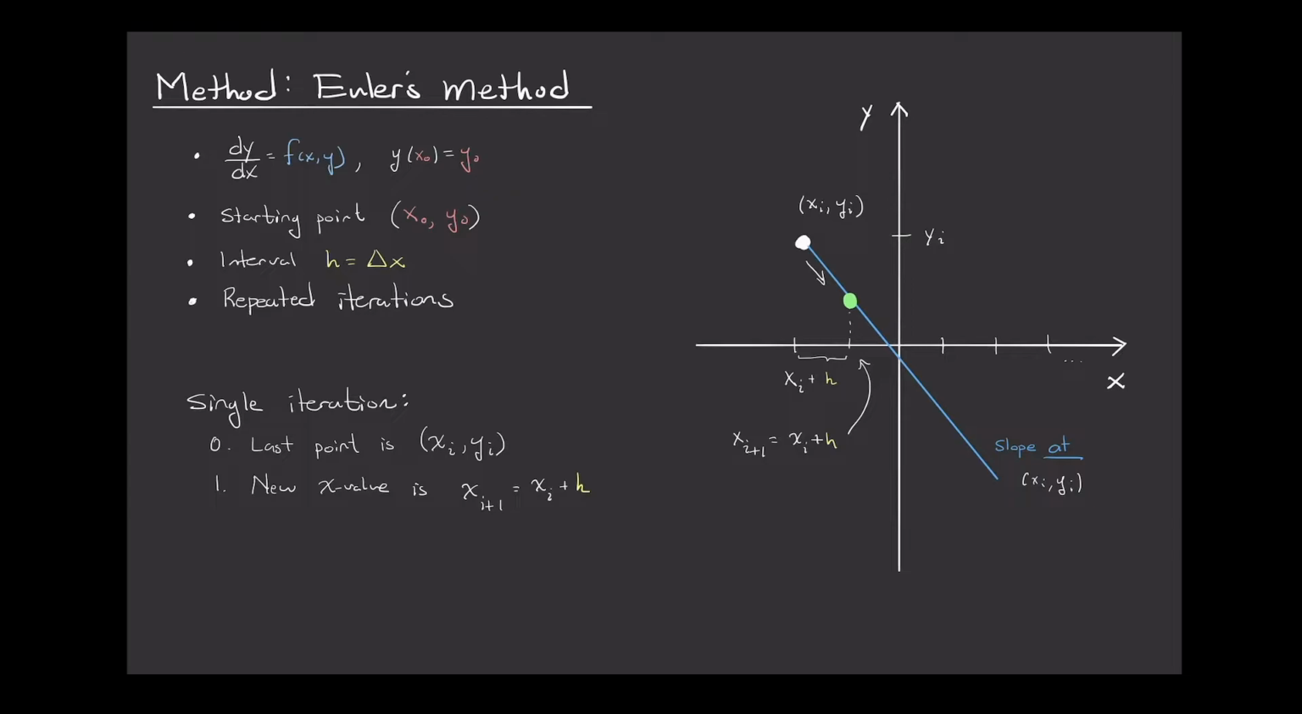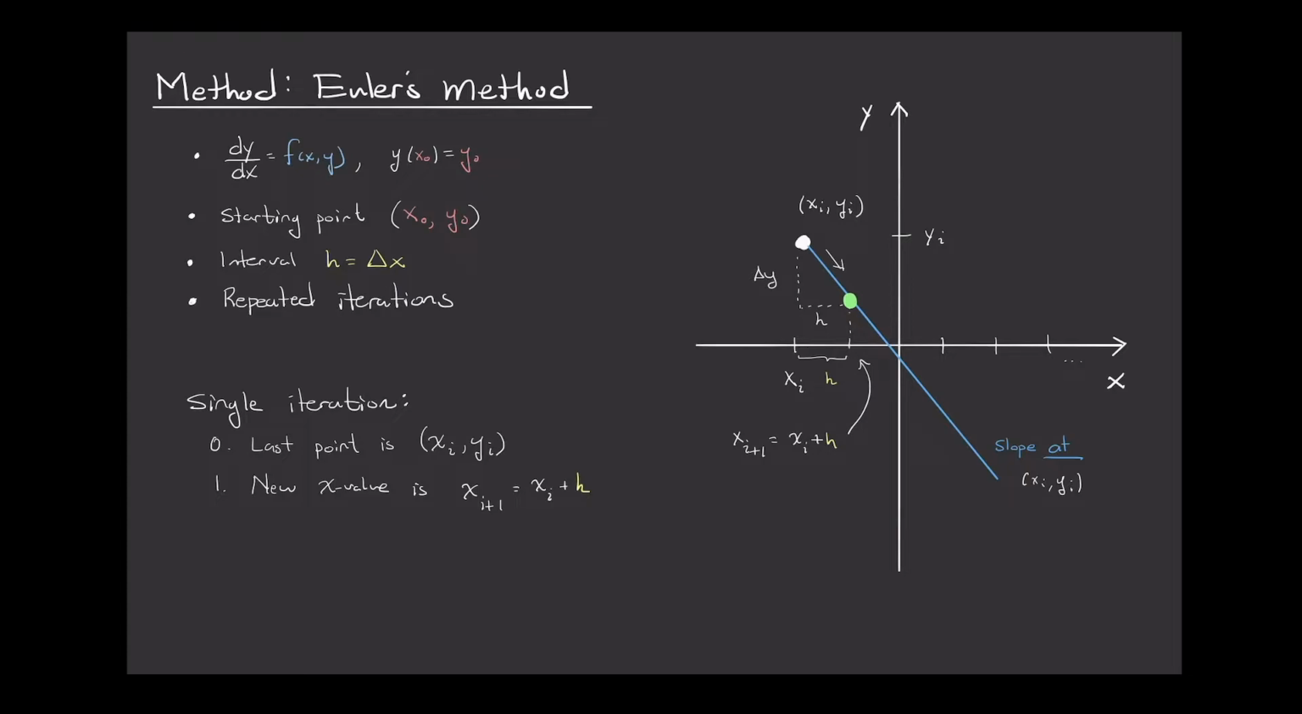Now the question is, how do we find the new y value? We know how to find the new x value. It's simply x sub i plus h, which we have here. But now the new y value, we can imagine how to find that. Thinking about this as a right triangle, where the slope is the hypotenuse of the right triangle, we have a base of h. Here we'd like to know what this is.